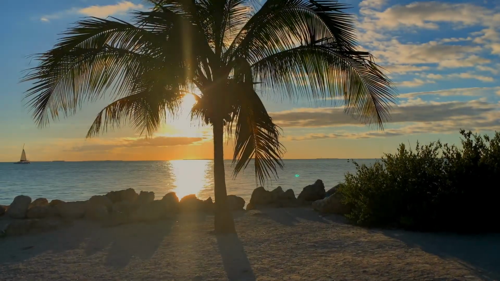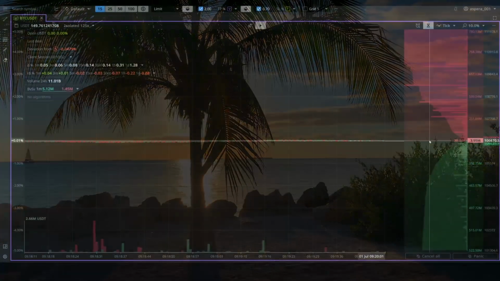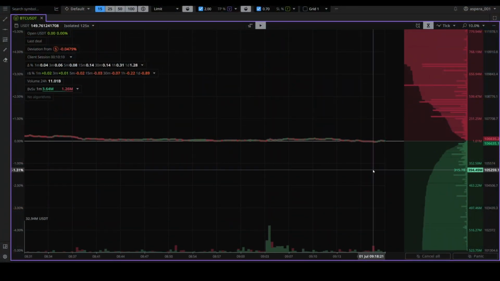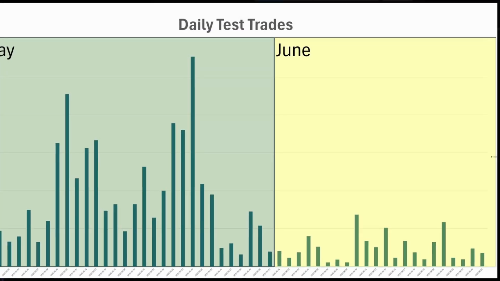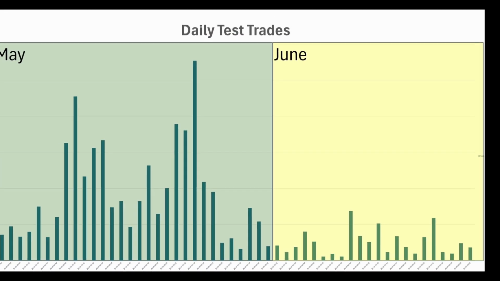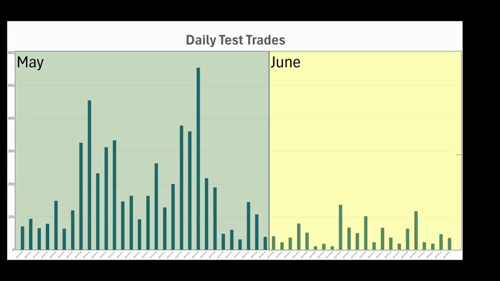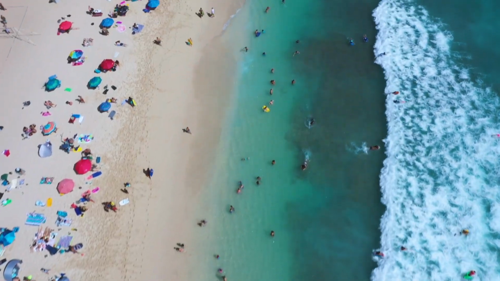Summertime, and the trading's not easy. The market seems dead. All the strategies that used to work no longer do so. These days, even my test algorithms are getting about the same number of trades in a week as they used to do in just one day back in May.